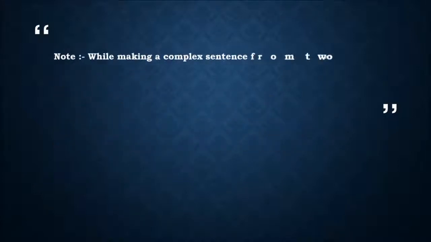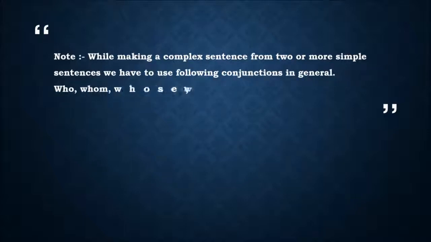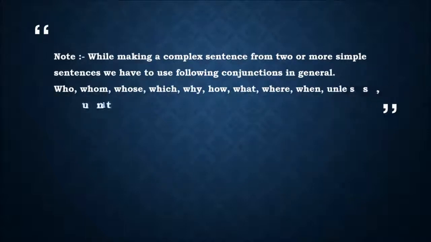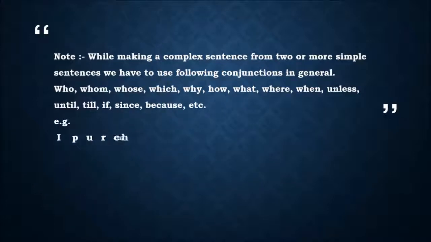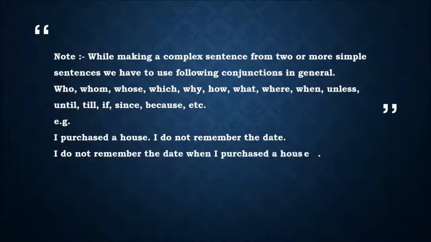Note: while making a complex sentence from two or more simple sentences, we have to use the following conjunctions in general: who, whom, whose, which, why, how, what, where, when, unless, until, till, if, since, because, etc. E.g. I purchased a house. I do not remember the date.